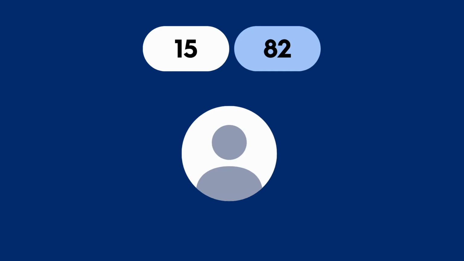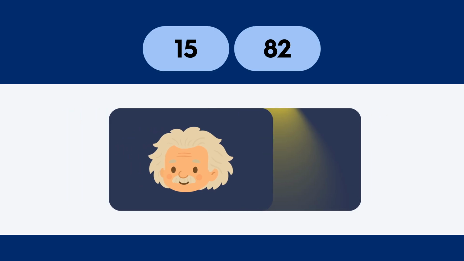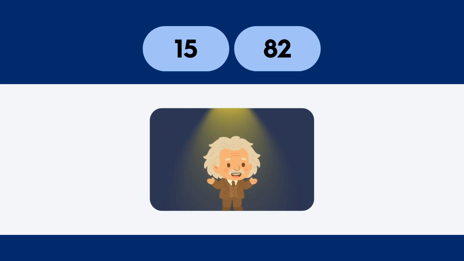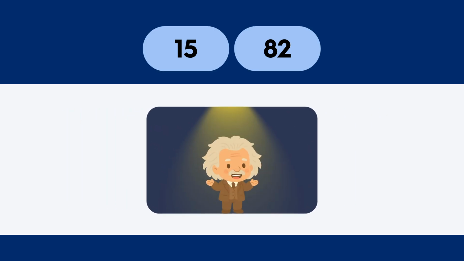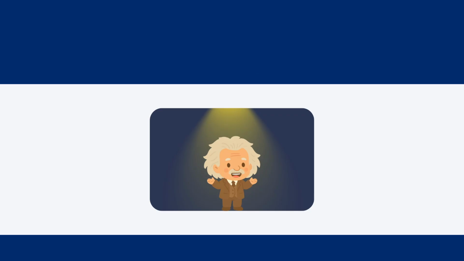In a 4-digit chunk, the first pair gives the person, and the second pair gives the action. So the number 1582 becomes Albert Einstein posing under a spotlight. That strange image is much easier to remember than 4 plain digits.